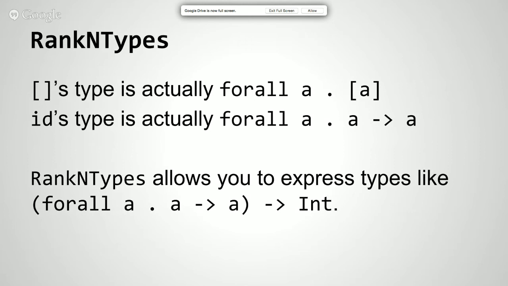Rank n types. So the type of the empty list, we call it list of A. It's actually for all A, list of A. It's the only thing that is a list of A for every A. Id, the function, is for all A, A arrow A. But rank n types allows you to put your for alls, your quantifications, inside your types.